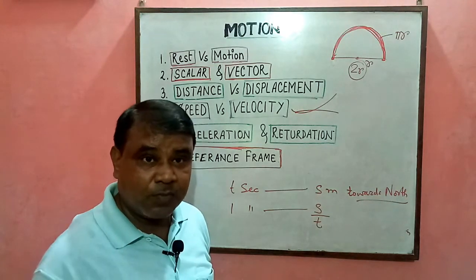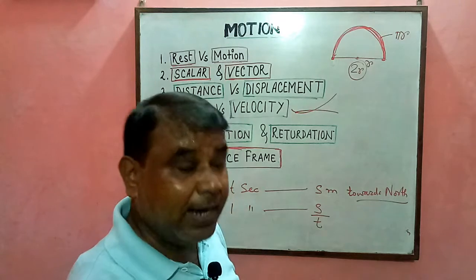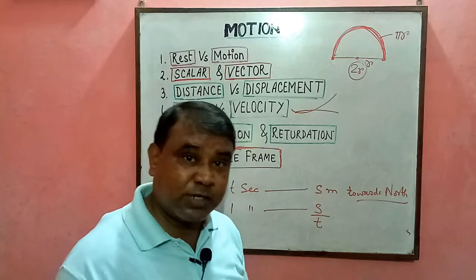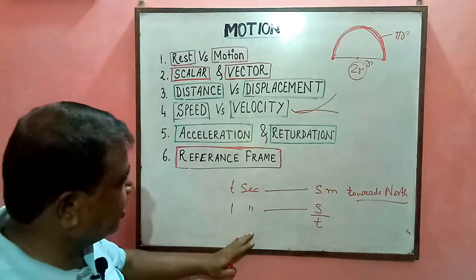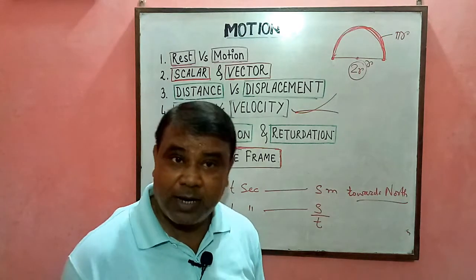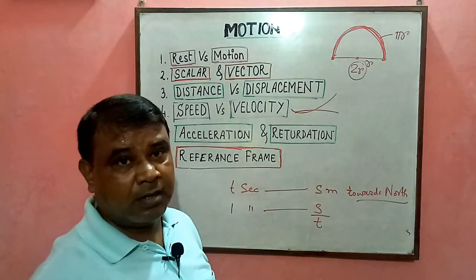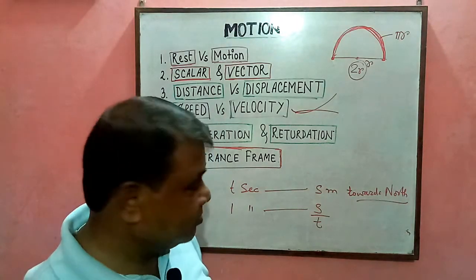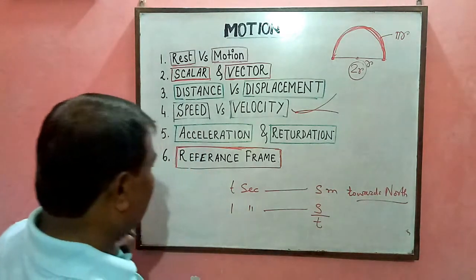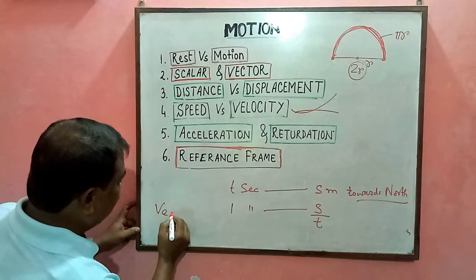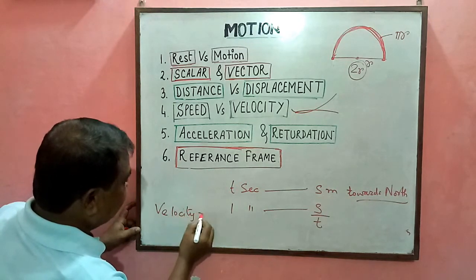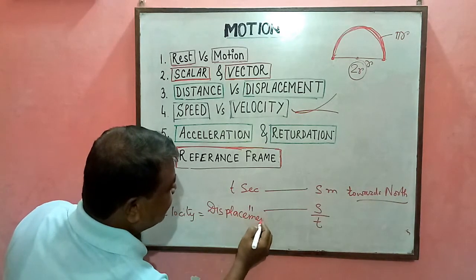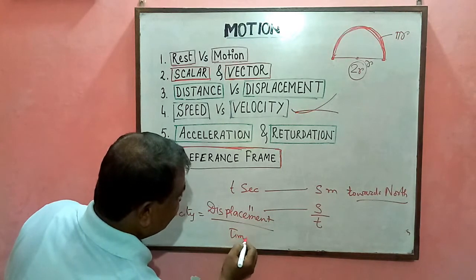That means velocity is speed in a fixed direction. For velocity we need a particular direction. If an object covers a distance in per unit time in a fixed direction, that is called velocity. But velocity is also displacement upon time. Velocity is displacement upon time. The SI unit is the same.